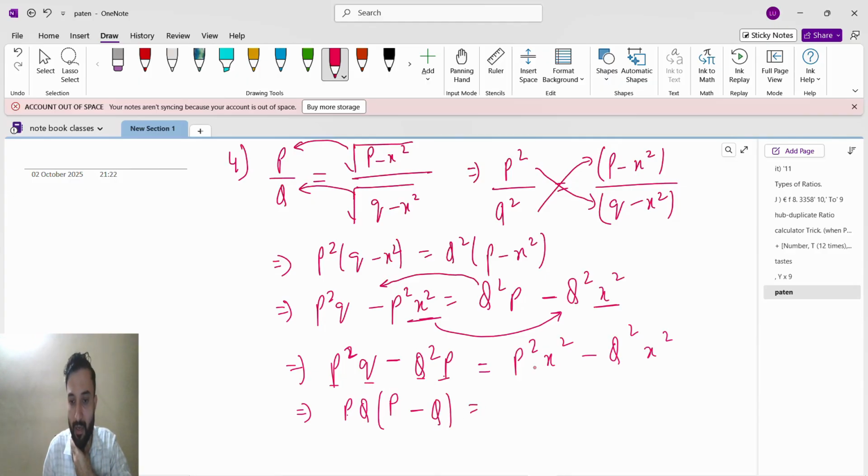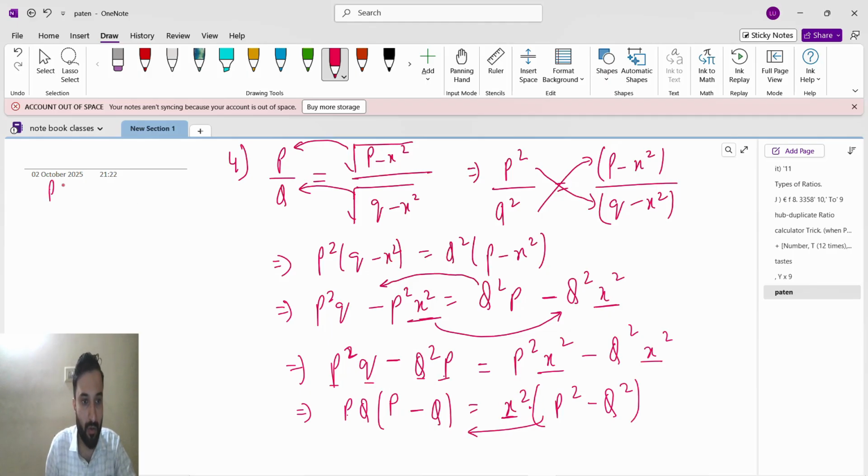Equals to, from here you can see guys, x square is common. I will take x square outside, so it will become P square minus Q square. Fine, we have to find x square. So I will keep x square this side only, and this will go to that side. Here it is multiplied, when it goes to that side it will be in divide form. So it will become PQ by P minus Q.